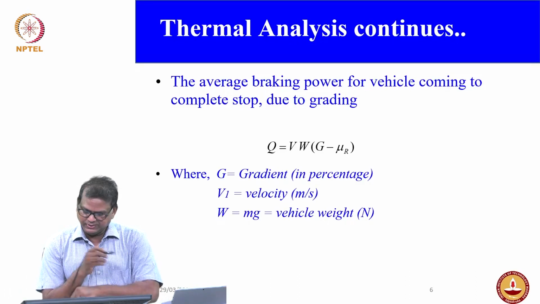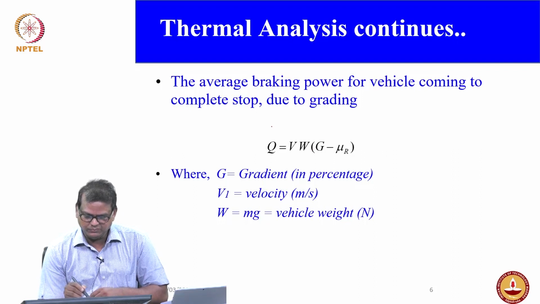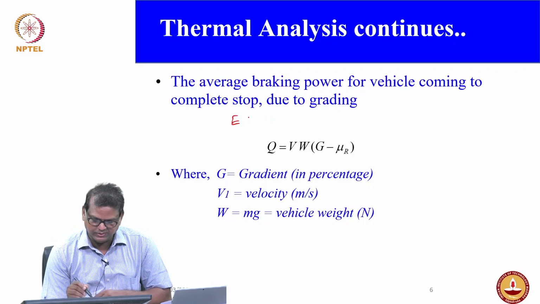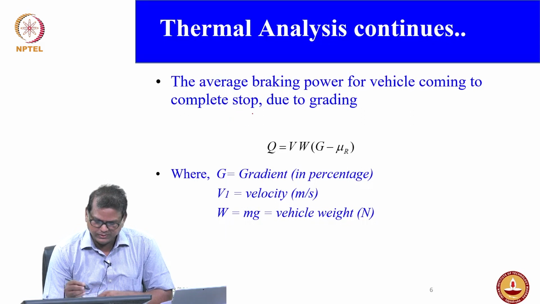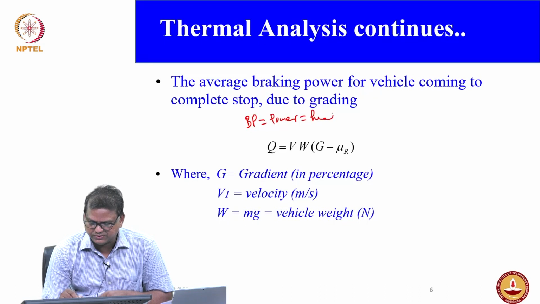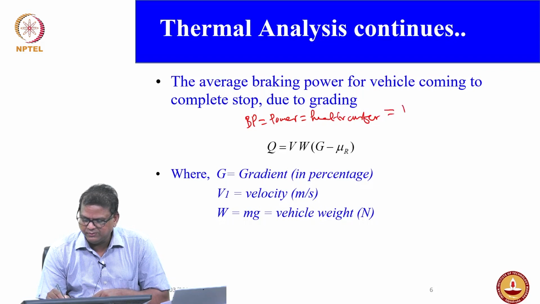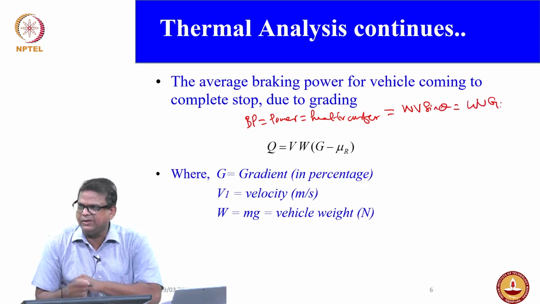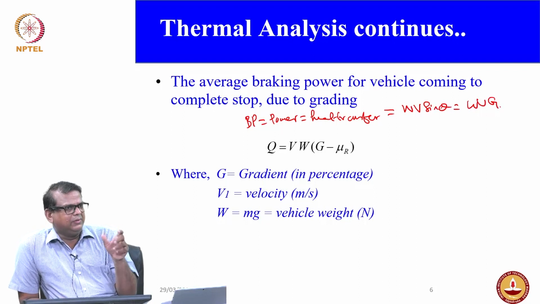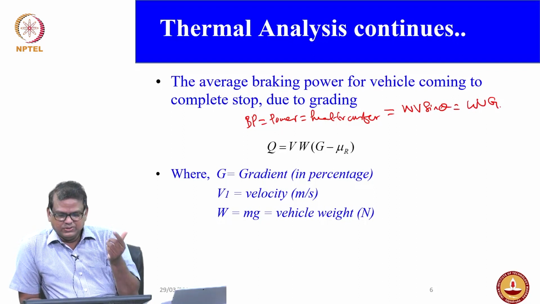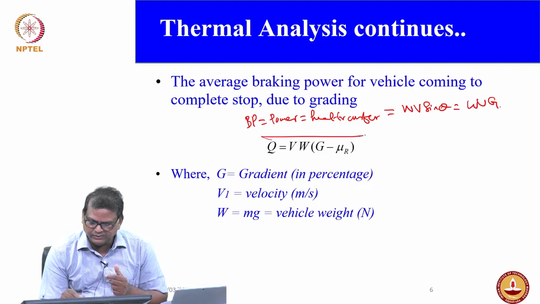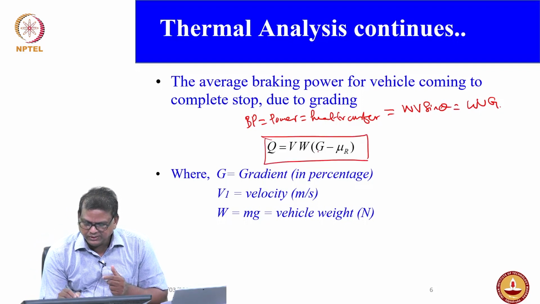So you can see the same equation. What we called EB earlier is nothing but the brake power, BP. In fact, we talk about it in terms of heat transfer; all are the same, please understand that as Q. So what we got is WV sin theta, or WVG, that is the gradient. But within the gradient, you have to move against the rolling resistance. So the equation is modified to Q equals VW (G minus mu r).